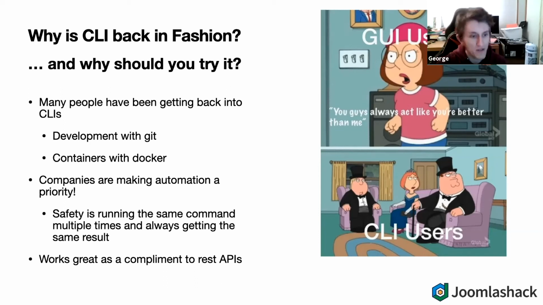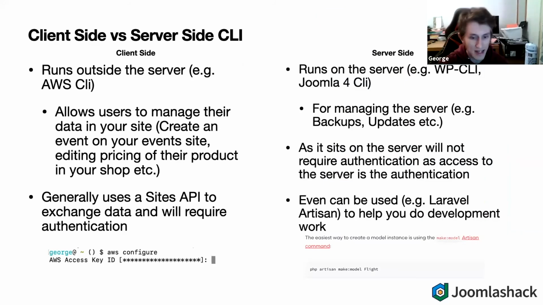But there are 2 different types of CLIs that exist these days. There's what we call client-side and server-side CLIs. Client-side CLIs run outside the server, like the AWS CLI we just saw. They don't run on AWS setups. I ran that on my laptop. And it allows me to manage data in my site, but outside of my site. In a Joomla setup, for example, this may allow you to create events on someone else's event site or manage their products on your site. And generally, you'll use your website's API to exchange data and will require some sort of authentication. So, for example, when I configured my AWS site, I had to specify my access key.